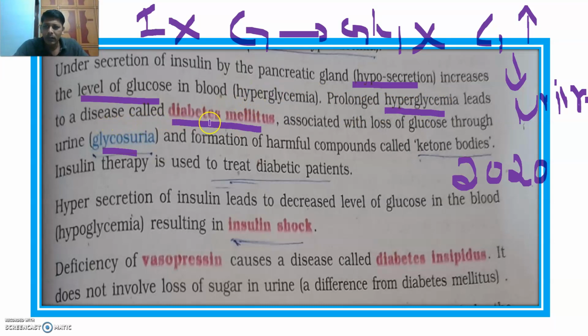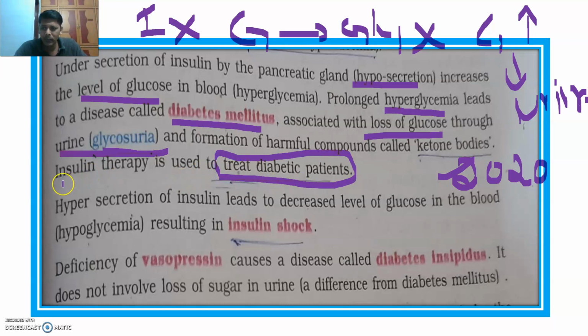That leads to a disease called diabetes mellitus, associated with the loss of glucose through the urine, glycosuria, and formation of harmful compounds like ketone bodies, which is called ketonuria. Very, very important, asked in the 2020 NEET exam. Insulin therapy is used to treat diabetic patients. To treat diabetes, diabetic patients are given insulin. That is called insulin therapy.